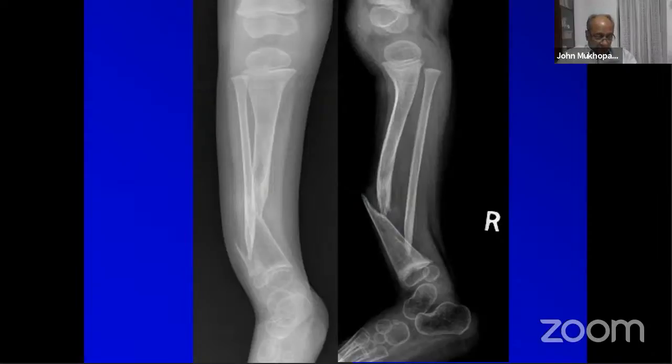Wow. We've seen a few cases treated. So many cases, sir. They have seen so many cases of pseudoarthrosis, and they are not able to answer.